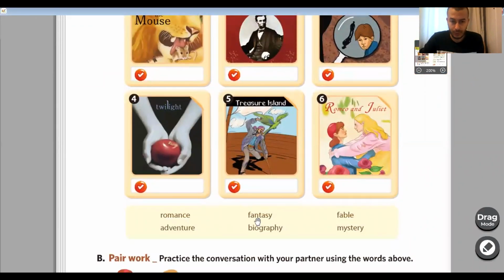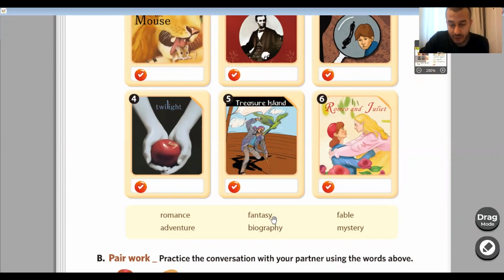We have romance, fantasy, fable, adventure, biography, and the last word is mystery. Romance is a fiction that depicts a love story among the characters. Fantasy is a kind of book that describes situations that are very different from real life, something unreal, and it involves magic too.